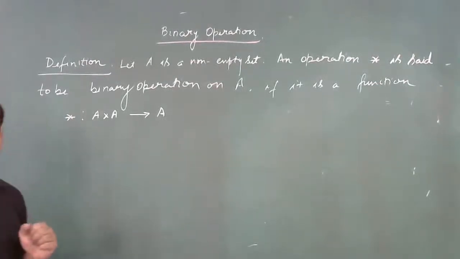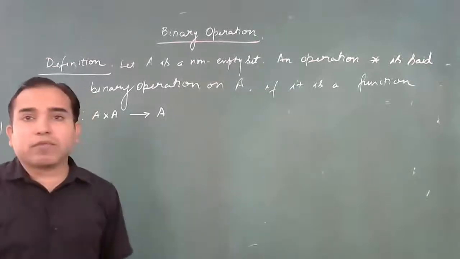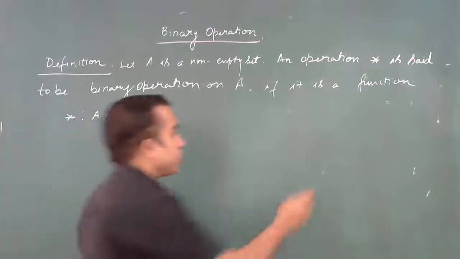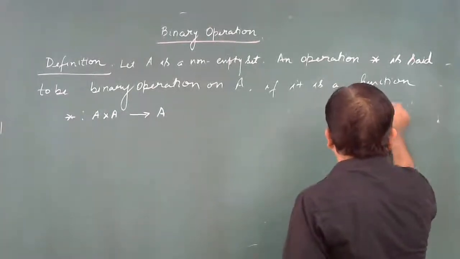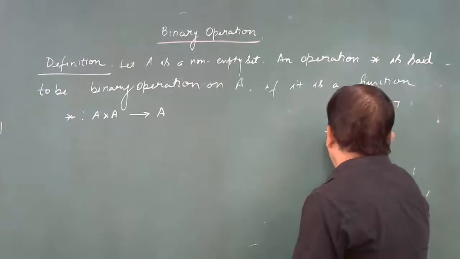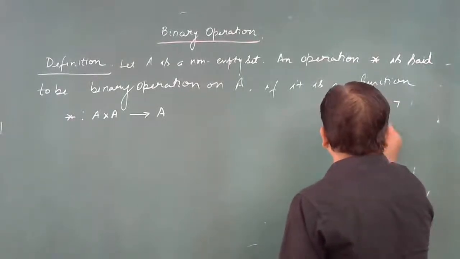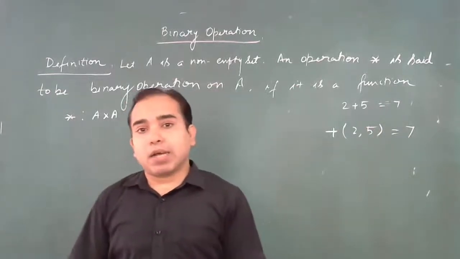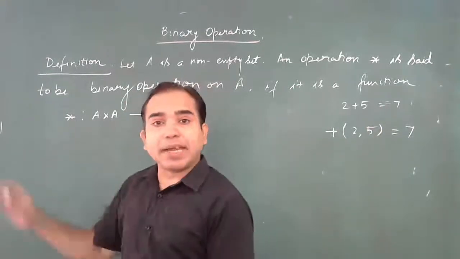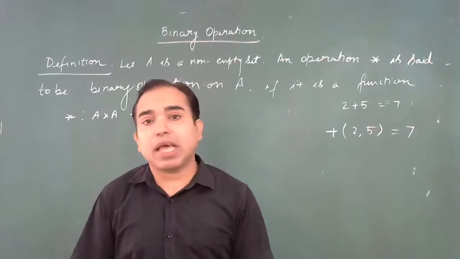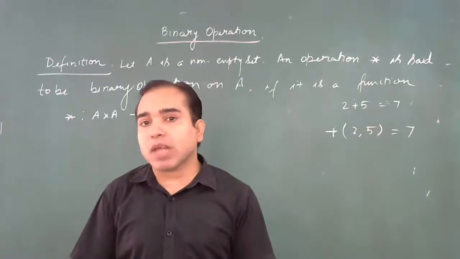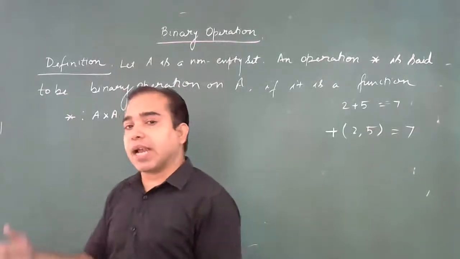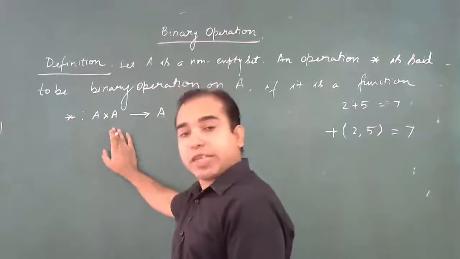Why is A cross A taken as the domain? Because, for example, addition. When you apply addition, you need 2 quantities. 2 plus 5 equals 7. This is the same thing as writing the plus operation applied on the ordered pair (2, 5) and I got the result 7. So as input, I need two elements, and two elements means I need an ordered pair, right? And I get ordered pairs in Cartesian products. So that's why A cross A.